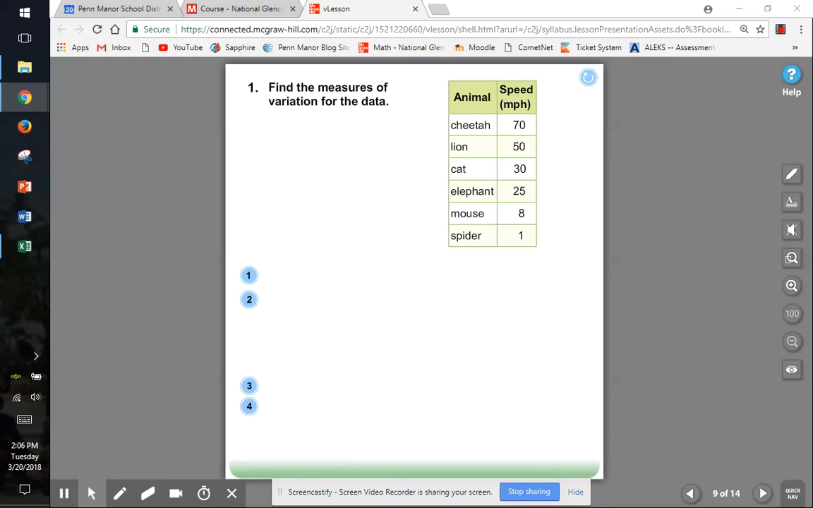Step one, take your data and put it in order from least to greatest. In this data we have here, the speed of animals, spiders: 1, 8, 25, 30, 50, and 70. That's how you do that.